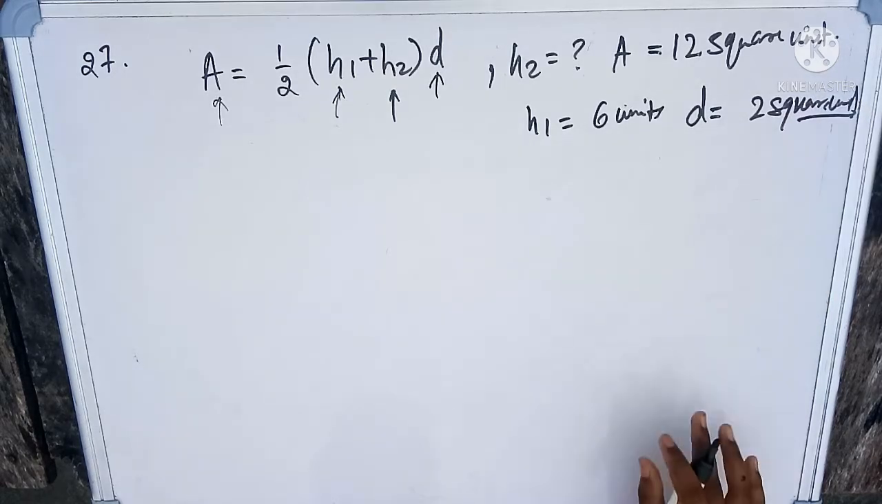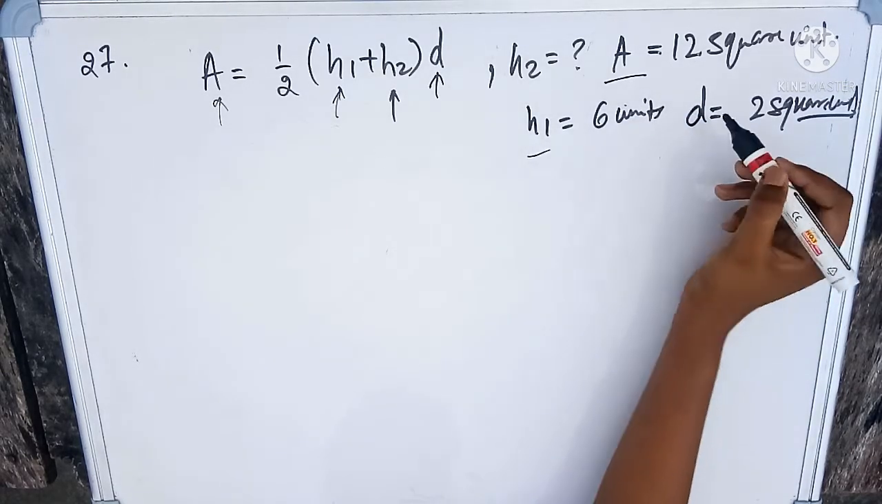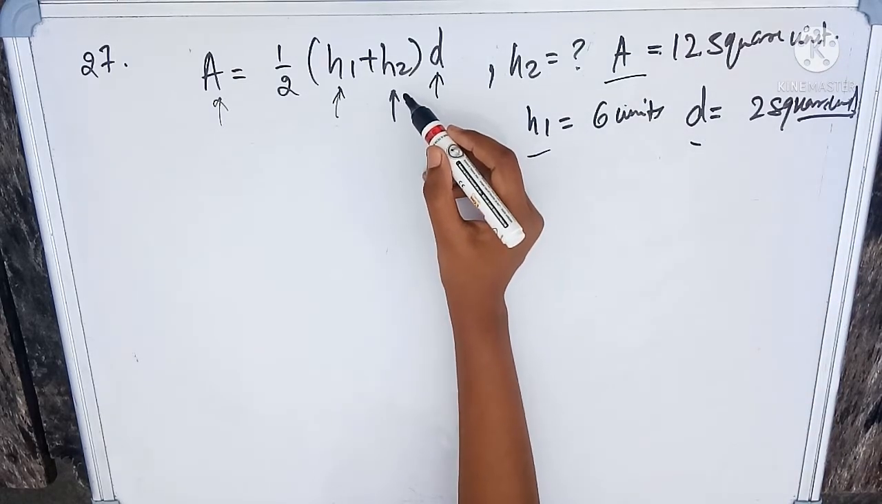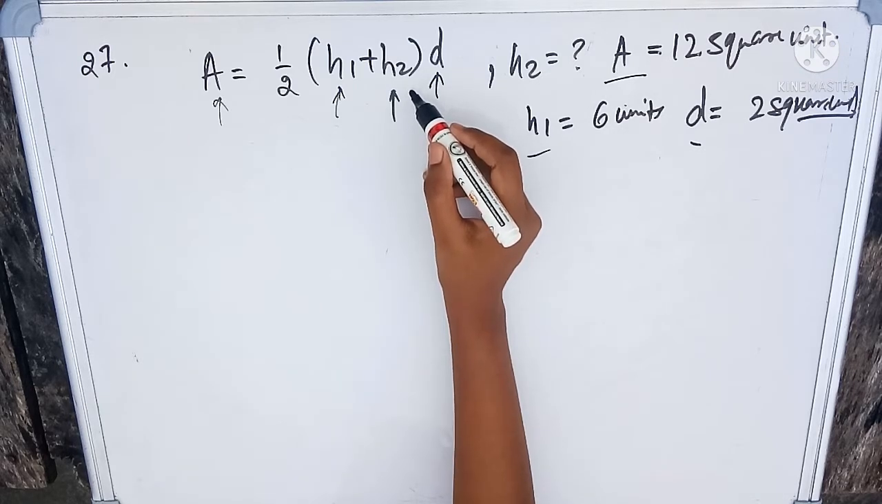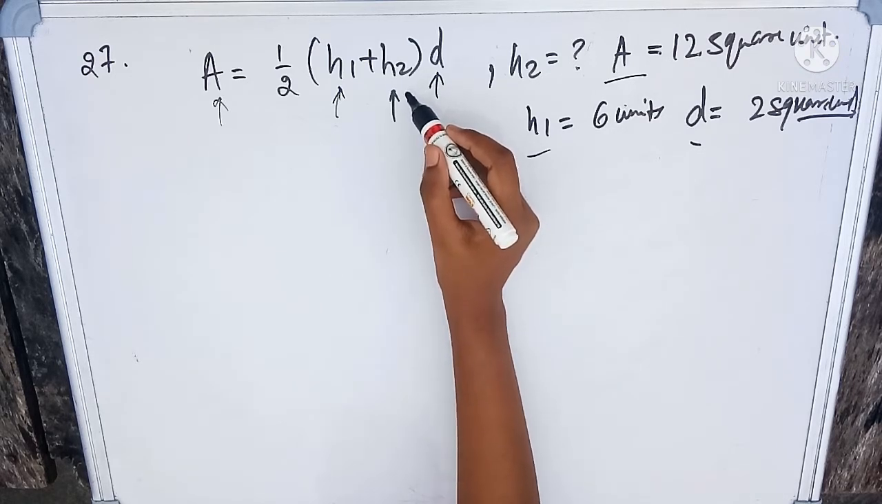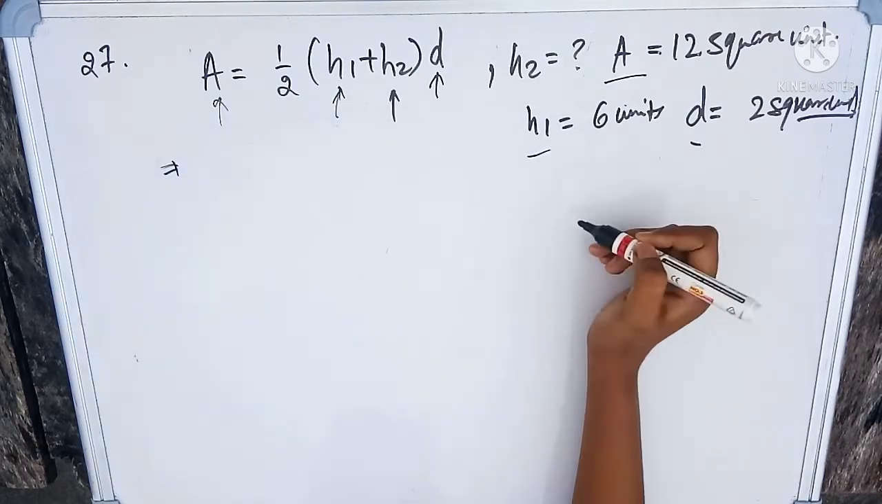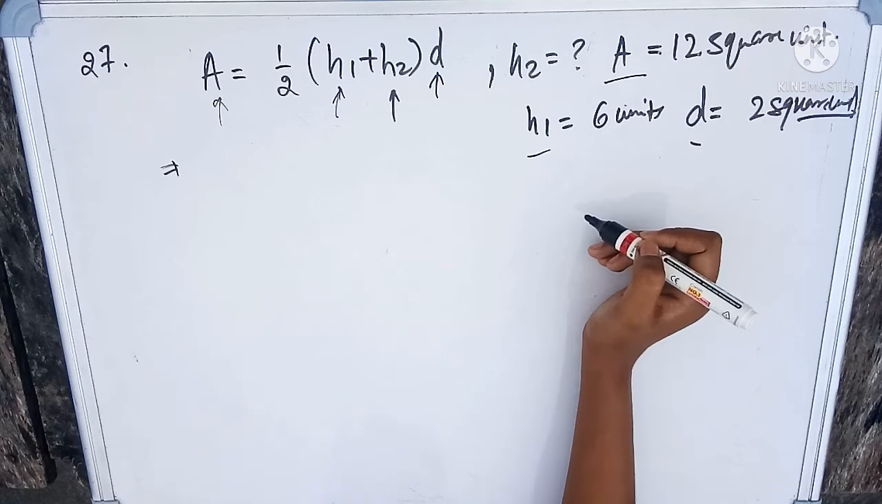Now here you can see that by putting the value of A, h1 and D, we can easily find out the value of h2. Now here in the question it doesn't say that we have to make h2 as the subject. So we can find the value either by making h2 as a subject or by directly putting all the values. So here I am making this by putting the values directly.